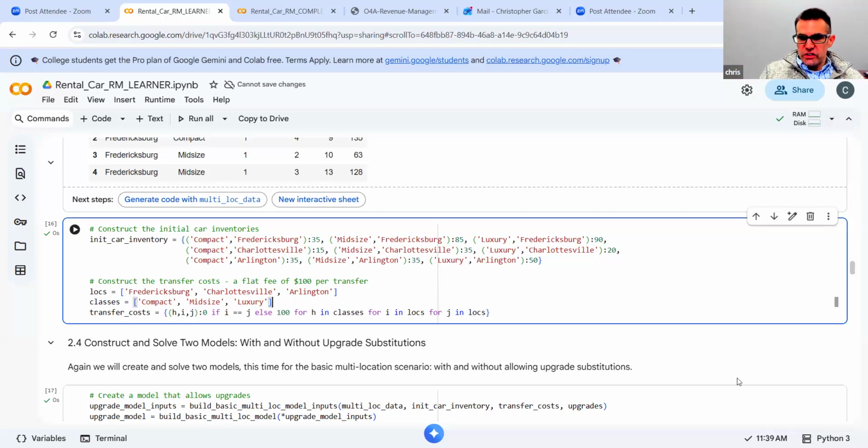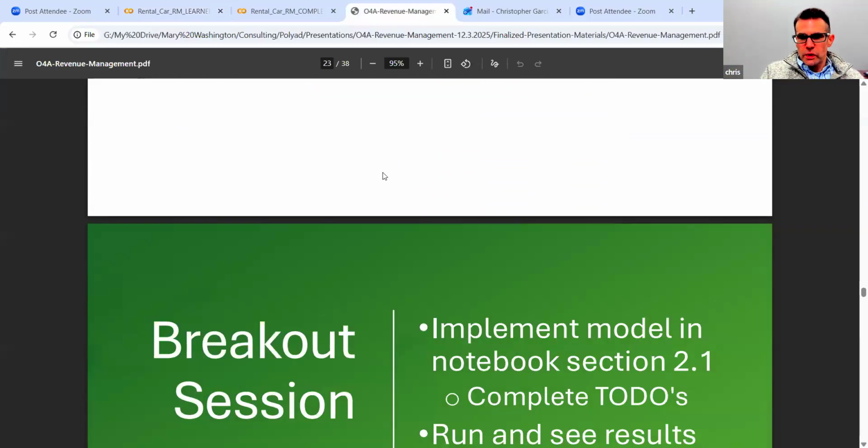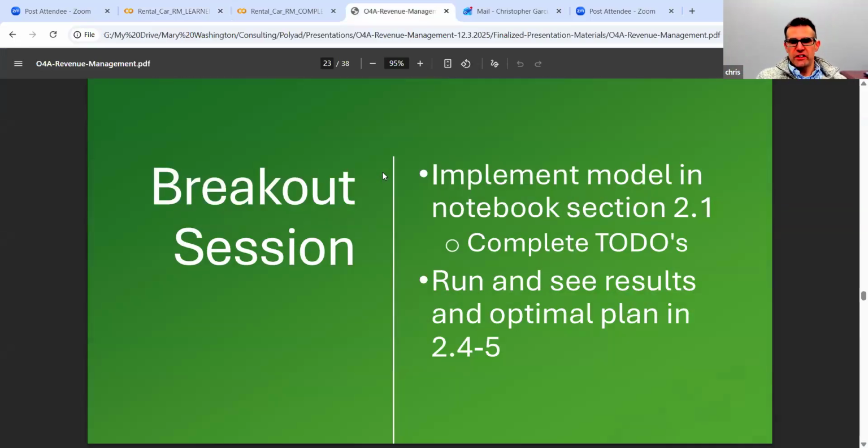Okay, so what we're going to do, let me go back to the slides for 1 second. I just want to pause and ask if there are any questions about this before we take a couple minutes and work through the coding exercises. Any questions, guys?